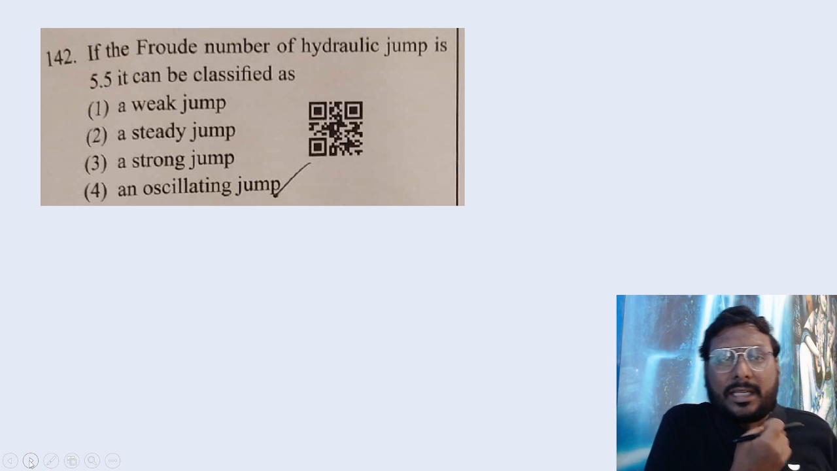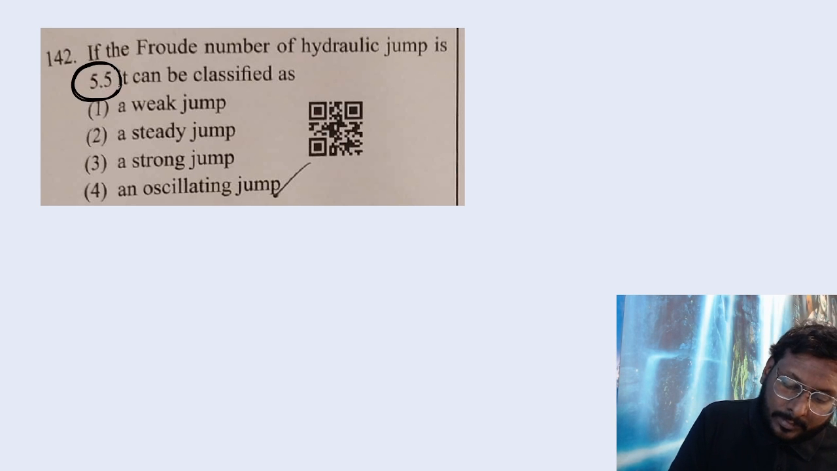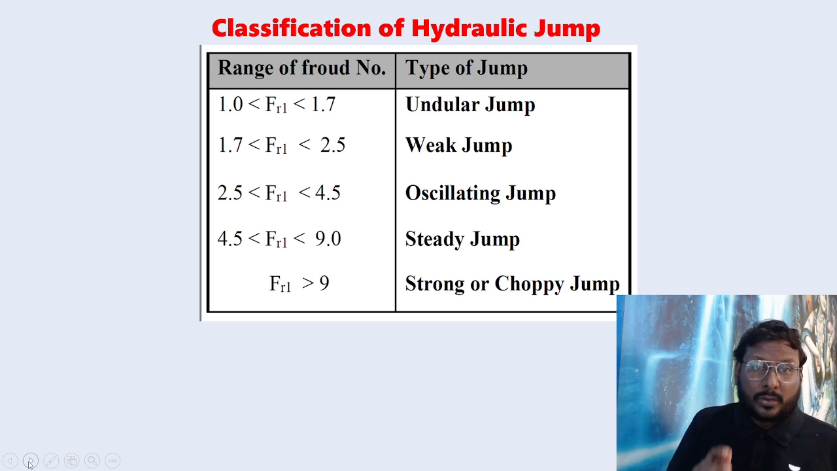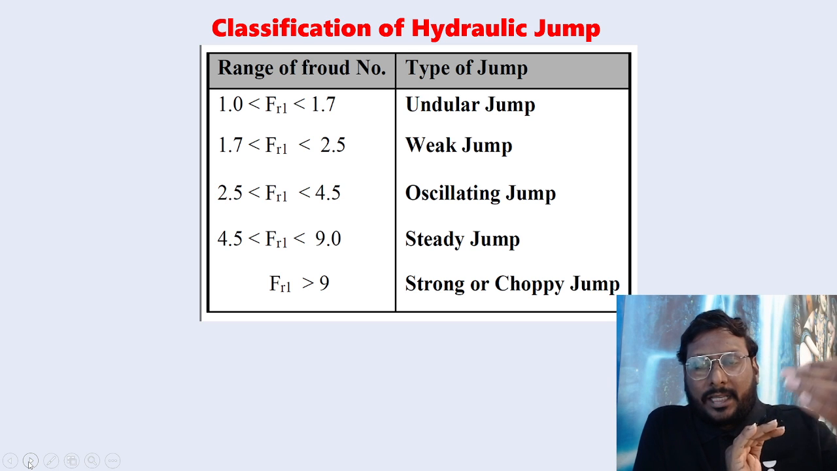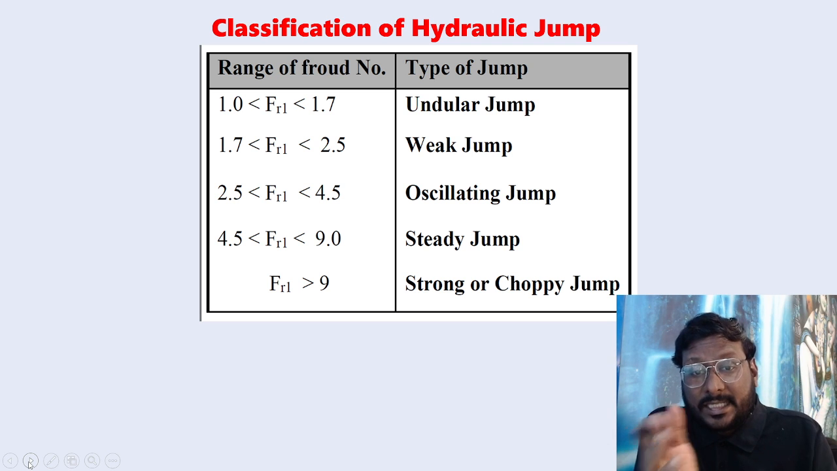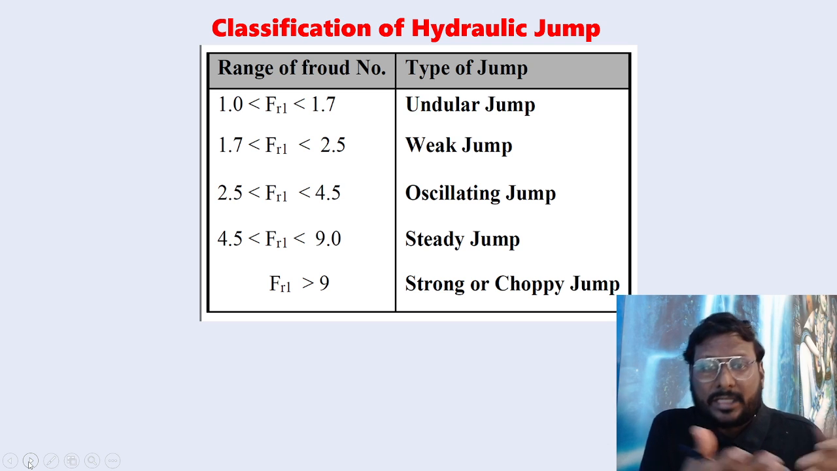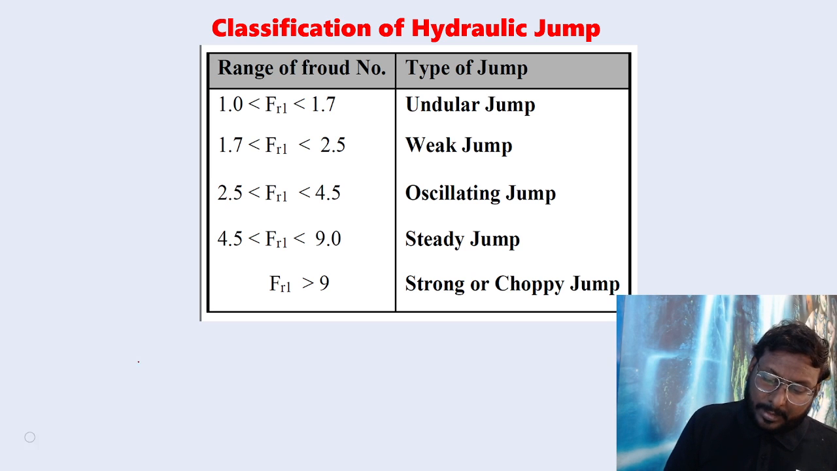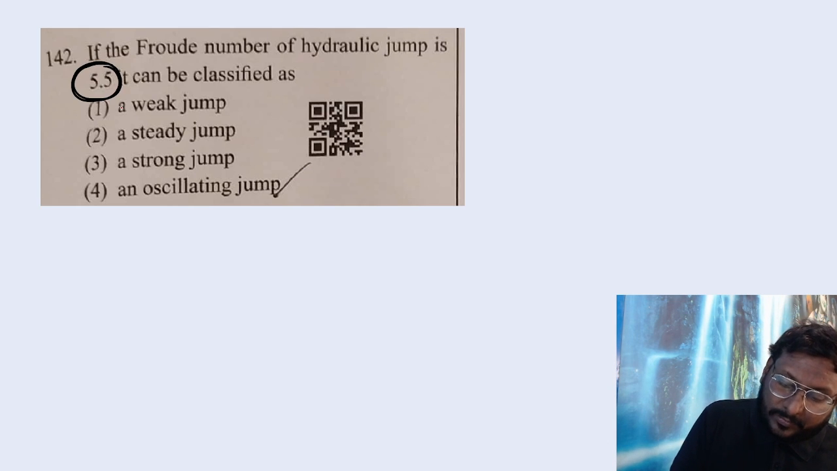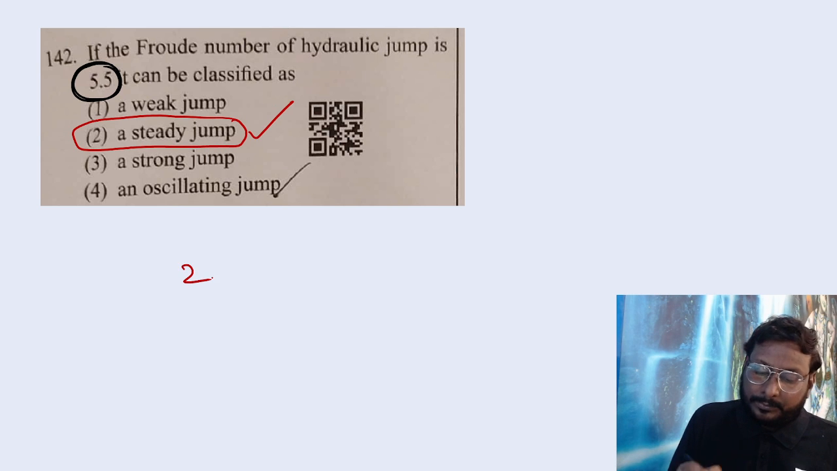Froude number of a hydraulic jump is 5.5. What is the type of jump? In our plus class, even special class also, this is my PDF. Very clearly, range of Froude number and type of jump. Students asking, sir, is it necessary to learn by heart? Yes. Now you check the question: Froude number between 4.5 to 9 is steady jump. Now Froude number is 5.5, so you go for steady jump.